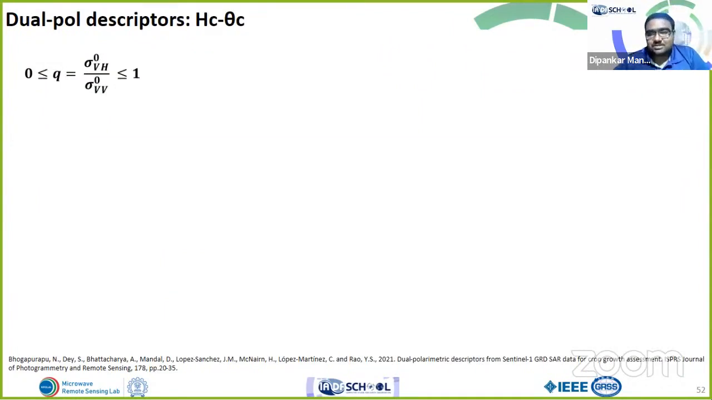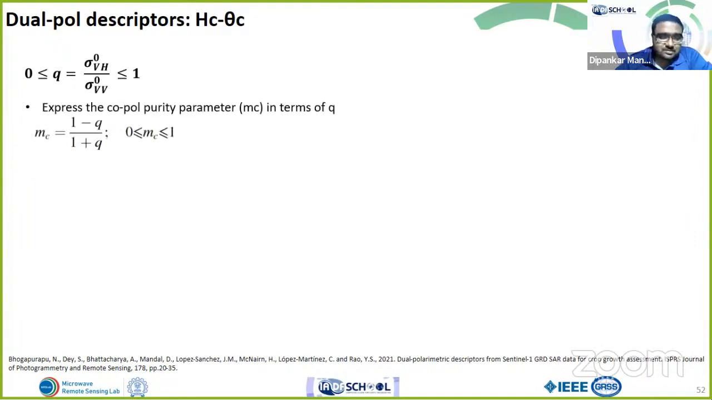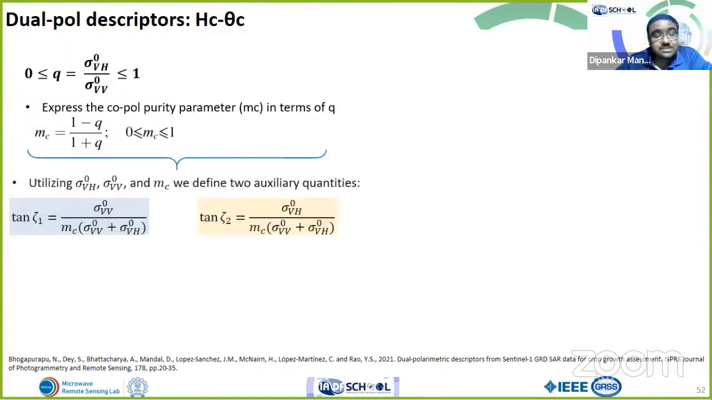Now, similar to full-pol decomposition, there are other full dual-pol descriptors which can be utilized for GRD products. Instead of a single-look complex, we can also develop different scattering descriptors which can be generated from GRD products. This is one of the important aspects of Sentinel-1 data utilization for crop modeling and mapping. So we proposed several descriptors, and one of the important ones is mC.